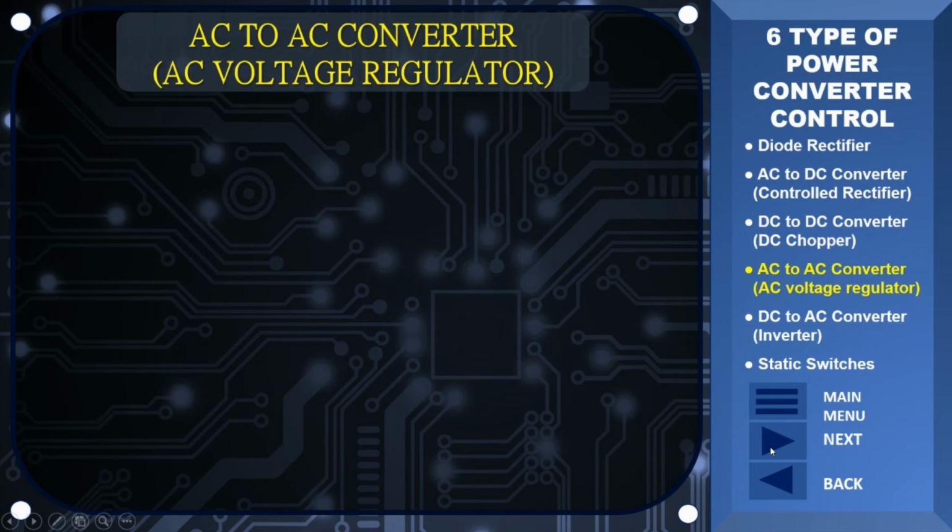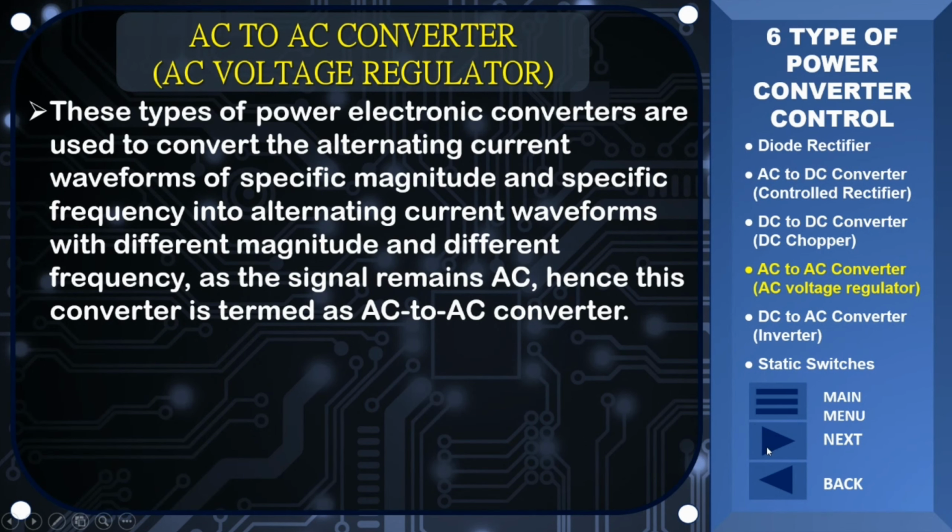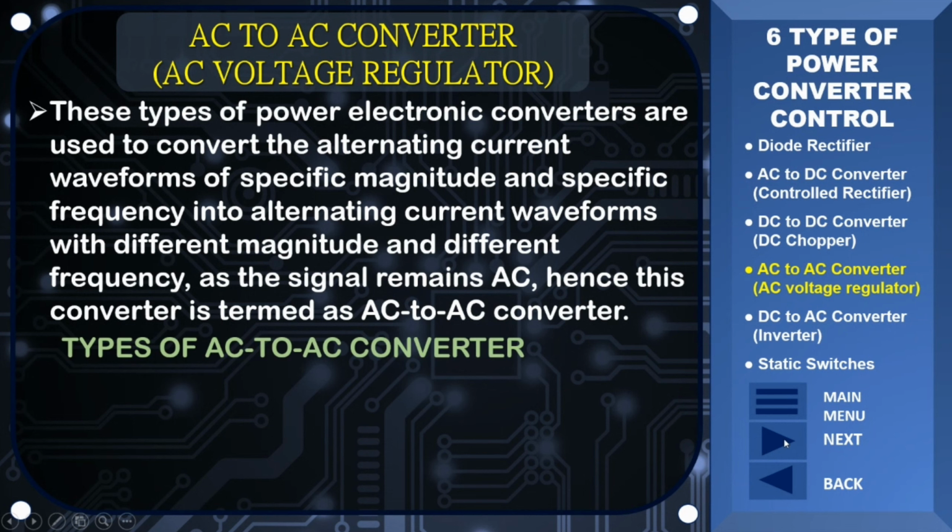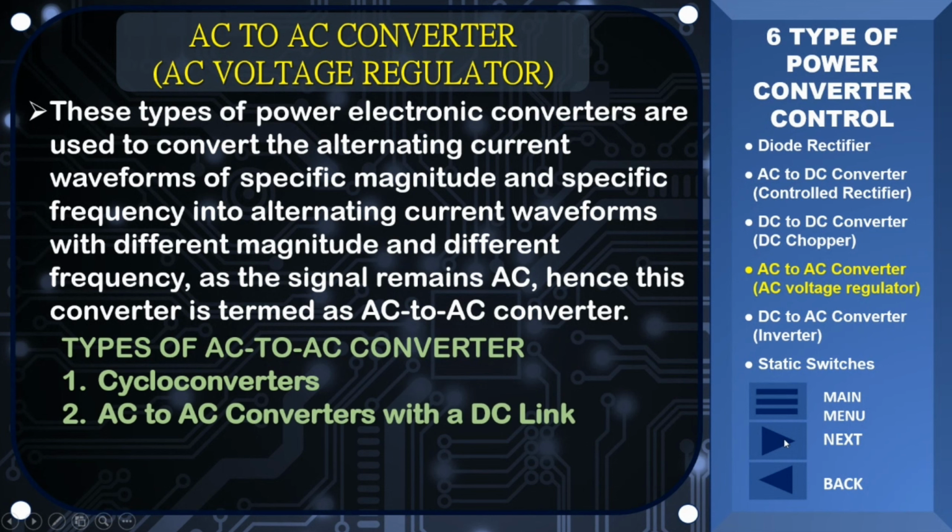AC to AC converters. This type of electronic converters are used to convert the alternating current waveforms of a specific magnitude and specific frequency into alternating current waveforms with different magnitude and different frequency. As the signal remains AC, hence, this converter is termed as AC to AC converter. There are different types of AC to AC converters, and it includes cycloconverters, AC to AC converters with a DC link, matrix converters, and hybrid matrix converter.